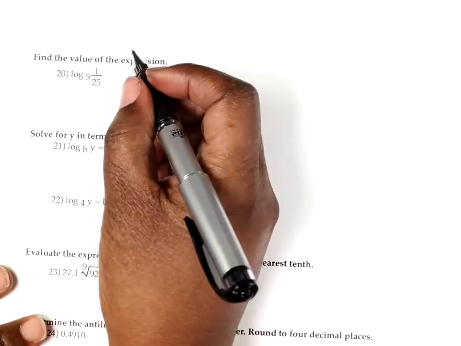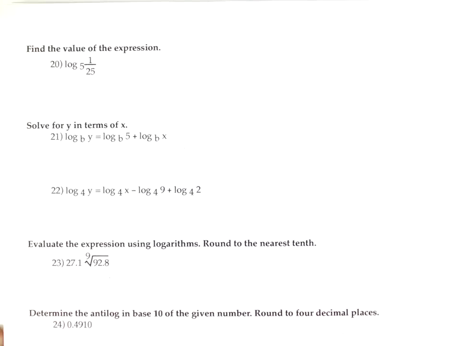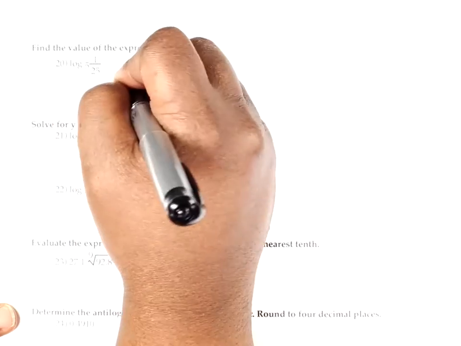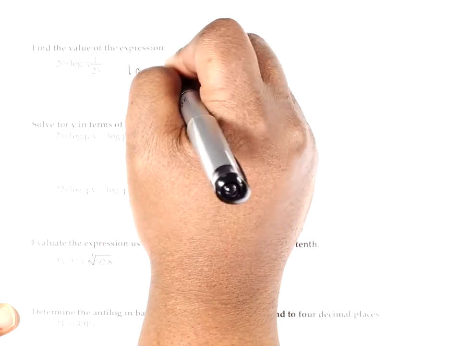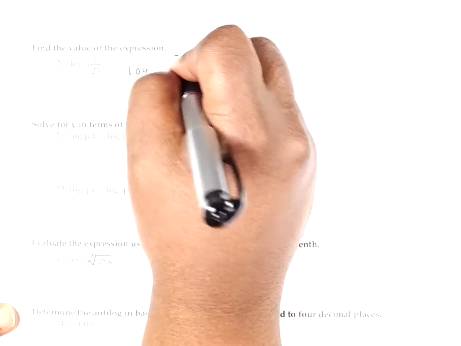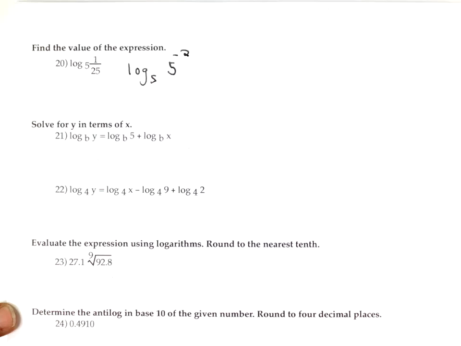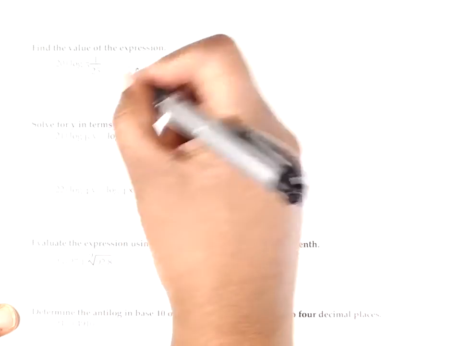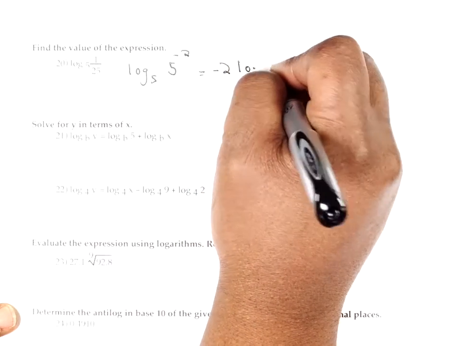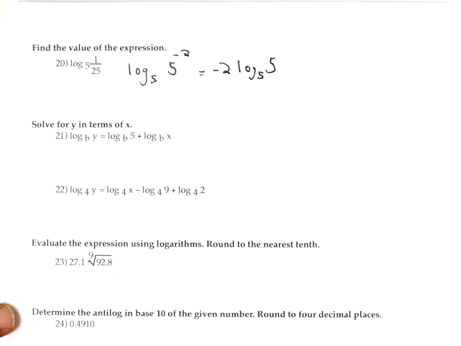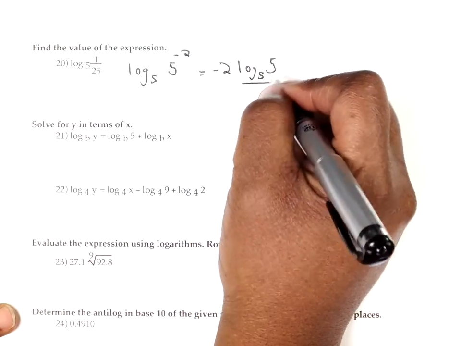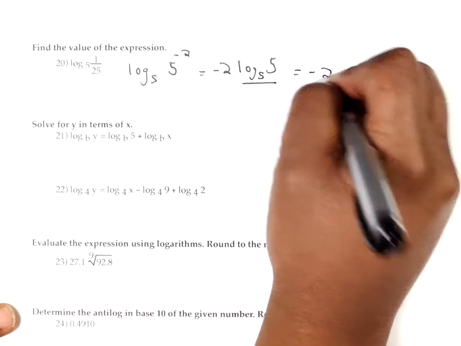Find the value of the expression. So we have log base 5 of 1 over 25. I'm going to rewrite this 1 over 25 as a power of 5. So 25 is 5 squared, and because that was in the denominator, it's going to be to the negative 2. And then that property tells me I can take that exponent and multiply it out front. So I get negative 2 times log base 5 of 5. Well, that's just equal to 1, because this means 5 to what power is 5. So my answer is just negative 2.